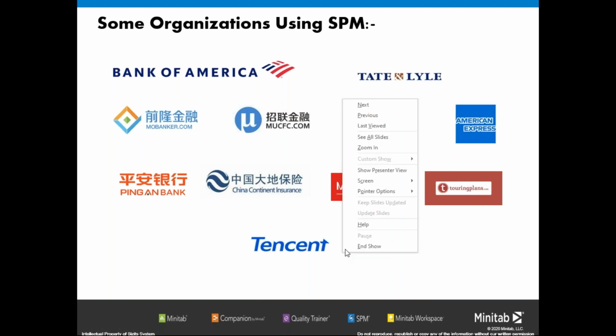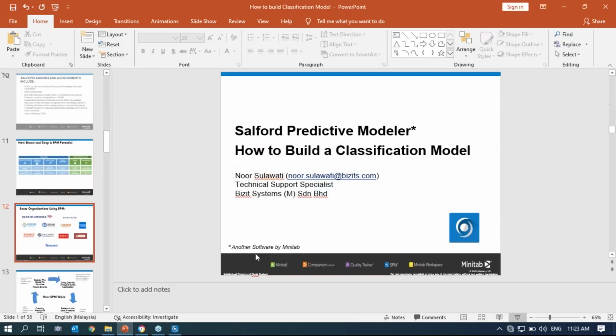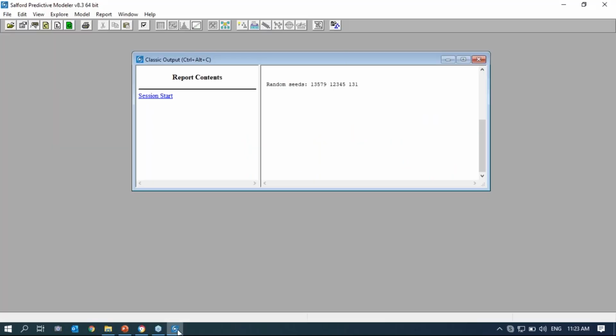So I will go to SPM first. Once you launch SPM, the interface looks like Minitab statistical software, for those who are familiar with it. In SPM, we have a classic output containing the technical log produced by the SPM engine, a left pane for reports, and on the right a text editor.